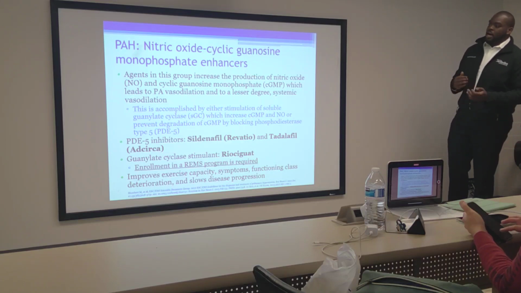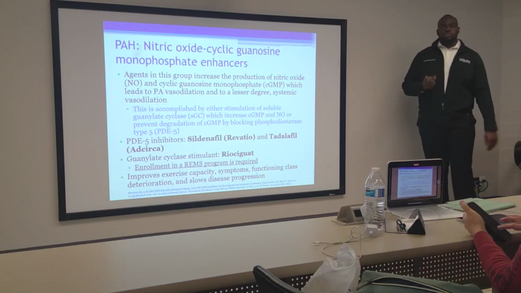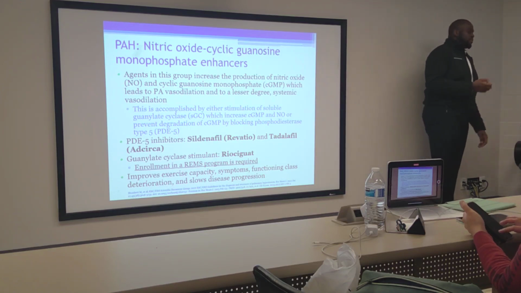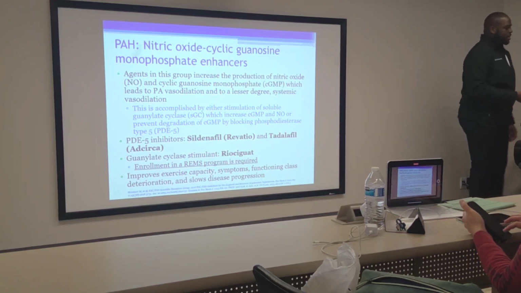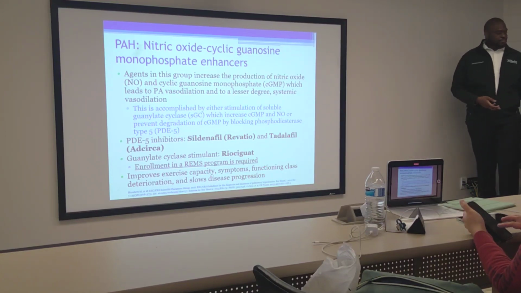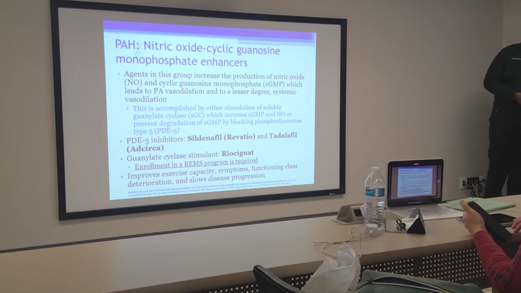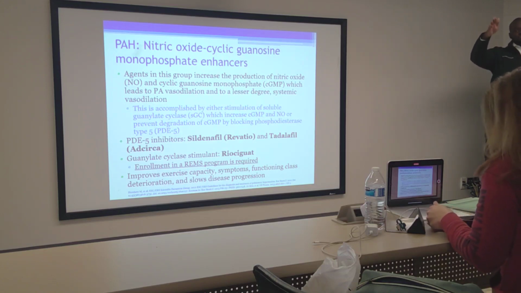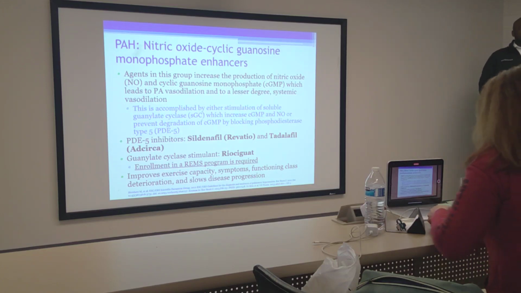So our PDE5 inhibitors will include only 2 medications in this class. That includes sildenafil, which is Revatio, the brand name for that, and tadalafil, which is Adcirca. I will say, from the cost standpoint we were talking about earlier, where your calcium blockers are the most affordable, your PDE5 inhibitors will be the second most affordable, and then from there it just kind of drops off. Everything's very expensive.